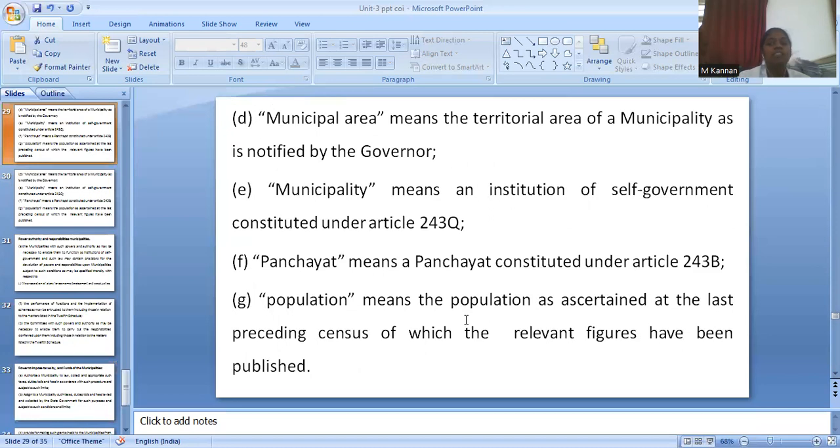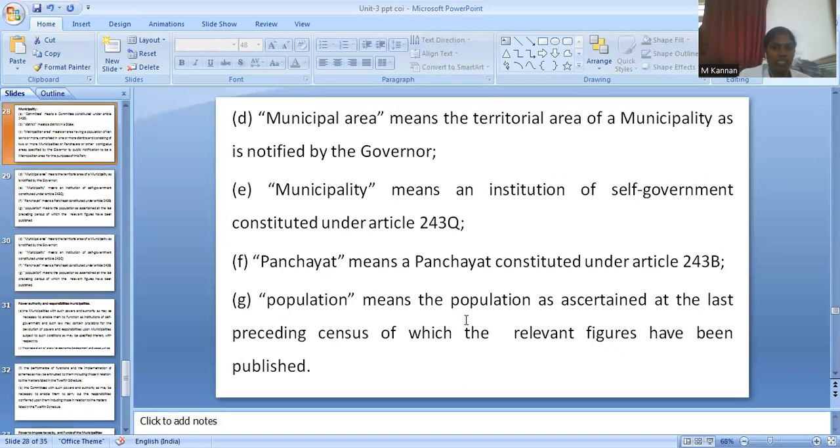Municipal area means the territorial area of the municipality as it is notified by the governor. Municipality means an institution of self-government constituted under Article 243Q. Panchayat means a panchayat constituted under Article 243B. Population means the population as ascertained at the last preceding census of which the relevant figures have been published.